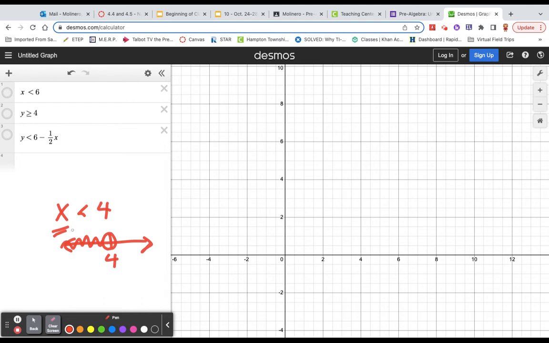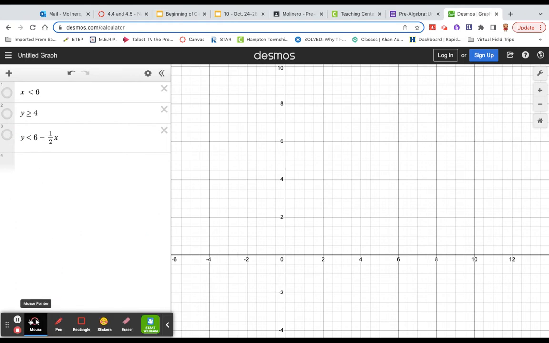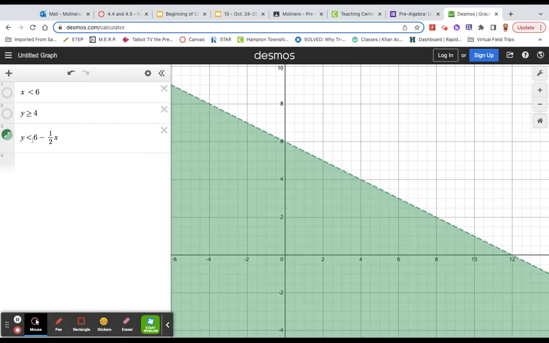Linear inequalities change the conversation slightly. Instead of looking at one variable by itself, we're instead going to look at the relationship between two variables and when the two of them are interacting together to make this inequality true. So for the purposes of getting started, let's take a look at our first example, which is y is less than 6 minus 1/2 x.